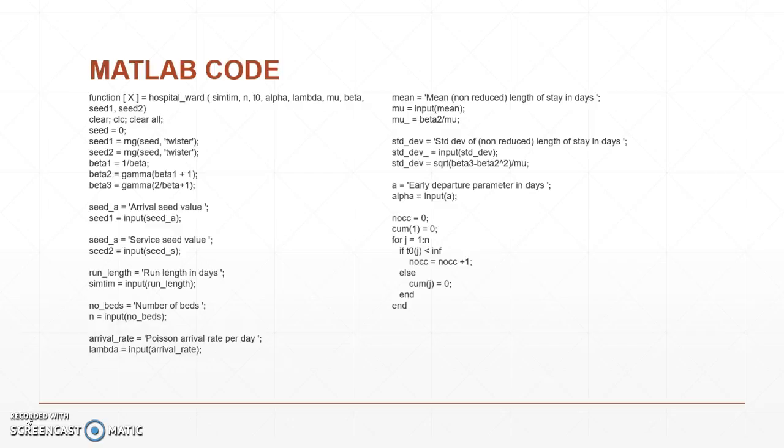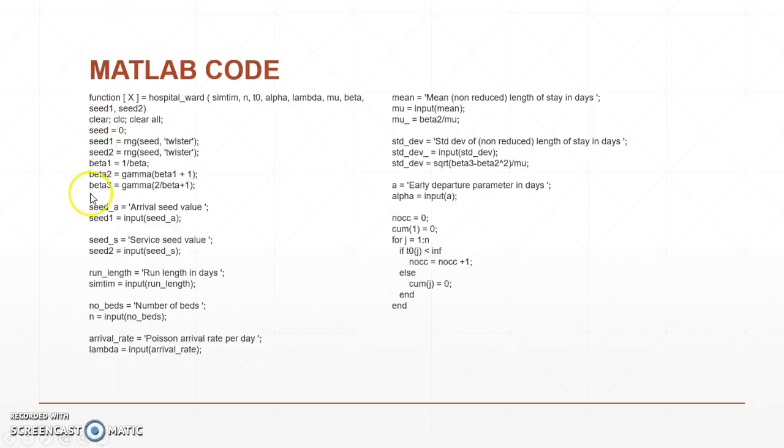I broke up the code into 3 separate slides because the code is fairly large. We created a function called hospital ward, which takes inputs of SymTim, N, T0, alpha, lambda, mu, beta, seed1, and seed2. SymTim is the time of simulation, and N is the number of beds in a unit, since we're doing a hospital ward. T0 is the beginning of the beds being unoccupied, so it starts at 0. Alpha and lambda are arrival rates. Mu is the average, and seed1 and seed2 let us generate random variables the way we'd like.